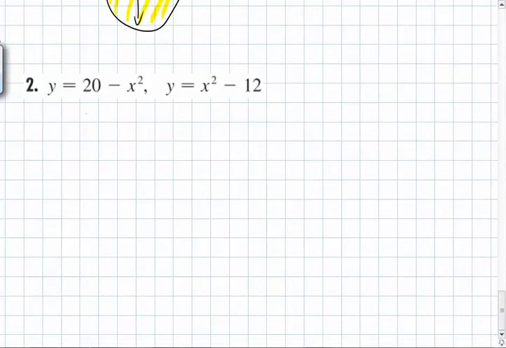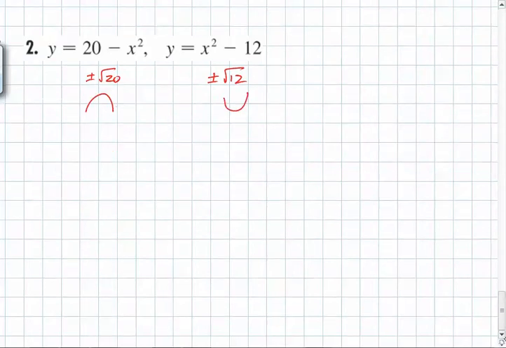So this one's going to be concave down and has intercepts at plus or minus root 20. And this one's intercepts at plus or minus what? Root 12. So you kind of have to estimate these things. And this is going to be down, and this one's going to be up. Well, we're going to do that eventually. That's correct. Find the intercepts.